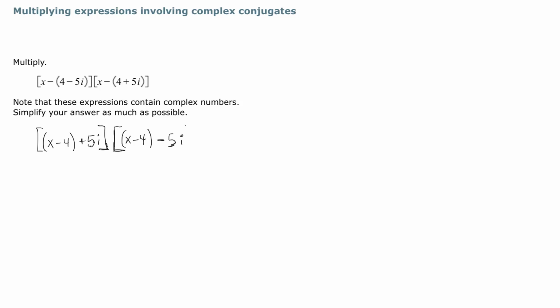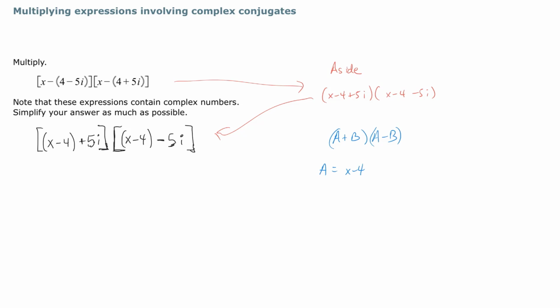I skipped a short little step there. I'm hoping you could follow that. Off to the side here, what did I do? I just did x minus 4 plus 5i and then x minus 4 minus 5i. But then I reassociated them. So I went this way and then that way. Now I want to look at this as a difference of two squares. This looks like the quantity a plus b times the quantity a minus b, where a is equal to x minus 4 and b is equal to 5i.